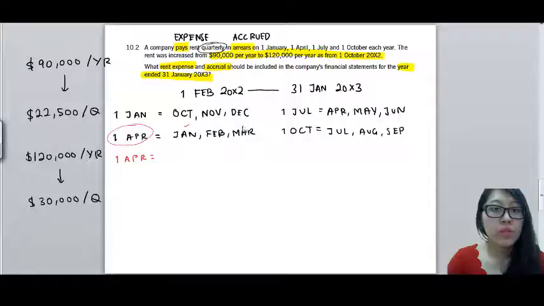Now notice that the 1st April payment covers from January until March, but we only need to start from February. So that means we should only take 2/3 of this payment. So 2/3 times 22,500 to recognize February and March only. This should give us $15,000. So next, we just continue recognizing our payments like usual.